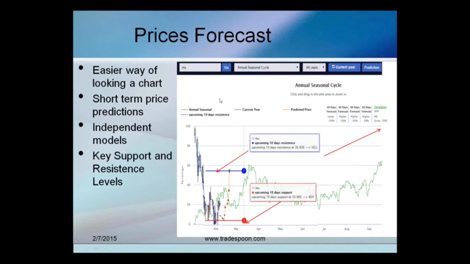So what you see on your chart, on your screen, is that you type in a symbol such as Morgan Stanley, and we are showing you the annual seasonal chart. We will show you the current year chart and the predicted prices chart.